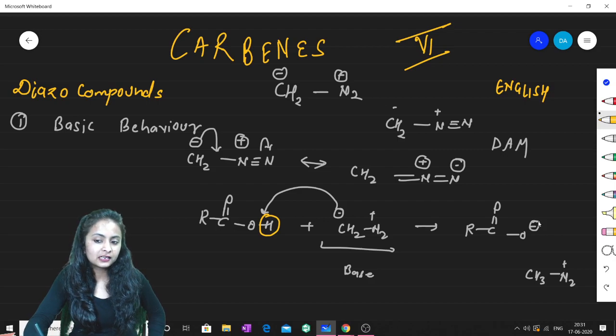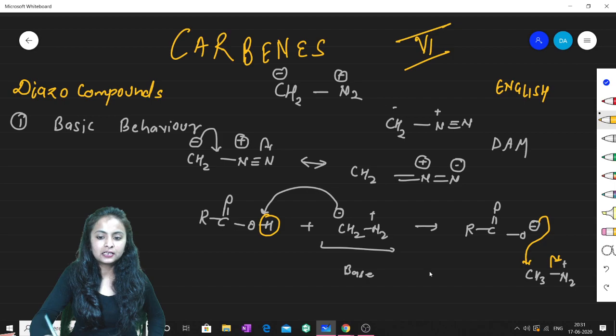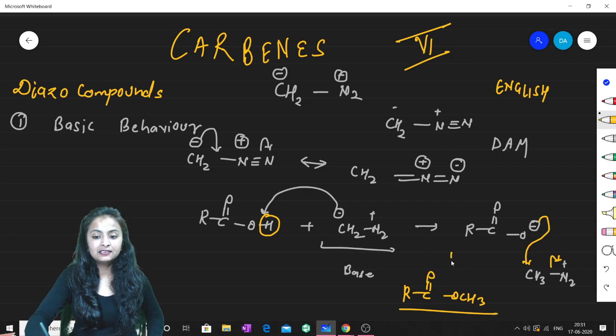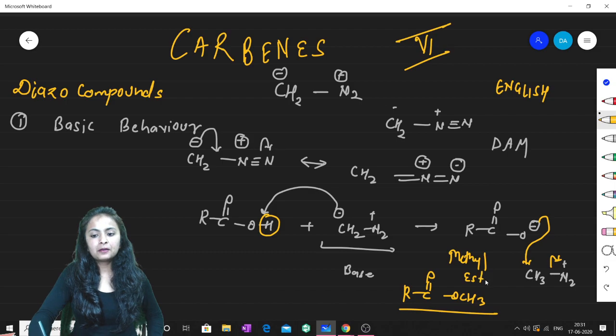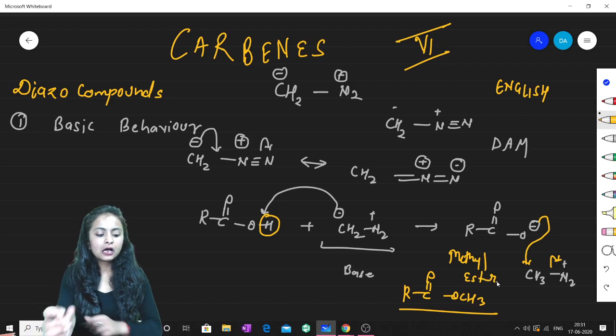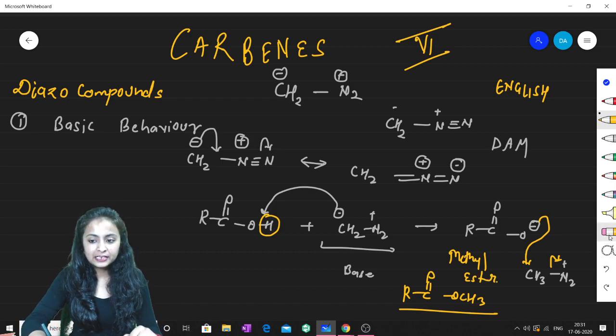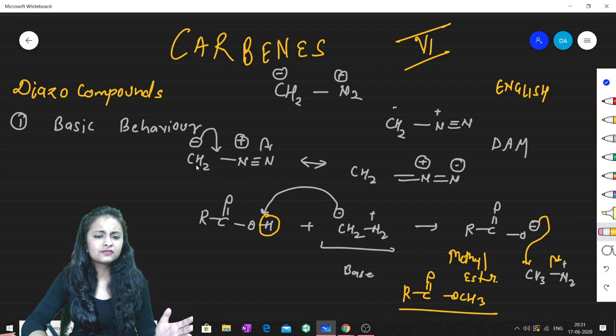Now this negative charge will attack this CH3, and this N2 will get eliminated. So this will ultimately form this, which we call methyl ester. This is methyl ester. Am I clear? So this is one point: this is how it works as a base. Let me erase this. I hope this is very much clear.